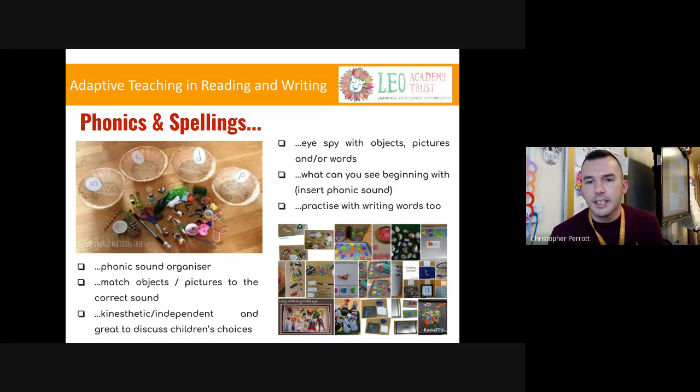Another one which I have seen work really well in a couple of our infant schools is using a bit of I Spy with picture prompts. And again, it doesn't just have to be picture prompts. It could be with pictures, photographs, or even actual objects.